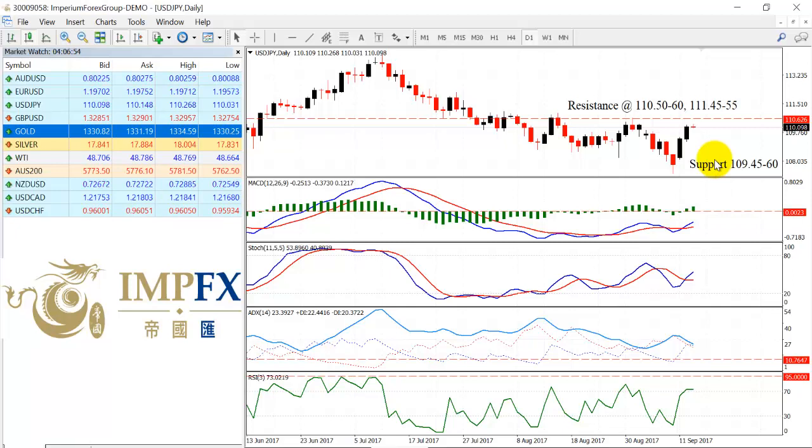So with the recent 15-member council putting high sanctions on North Korea, it would actually give some concern that the move now could be close to a bull trap towards that 110.50, 60.